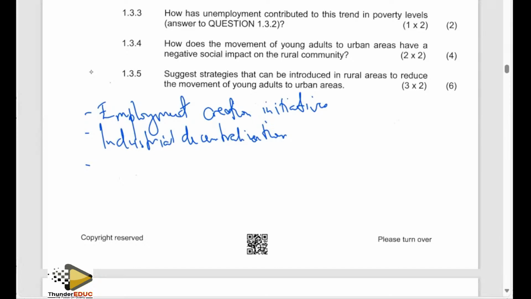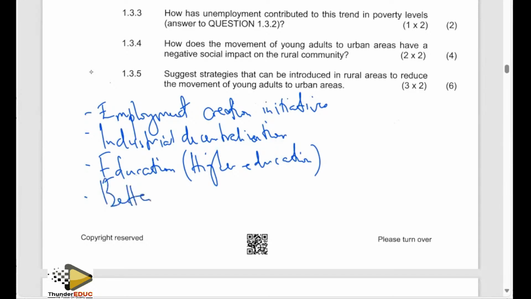And also we can talk of provision of better education, or even you can talk of higher education in the rural areas, because some of the young adults move for the sake of attaining higher education. So if universities are also introduced in the rural areas, it will also act as a way of reducing the rural-urban migration trend. And we can also talk of better housing in the rural areas.